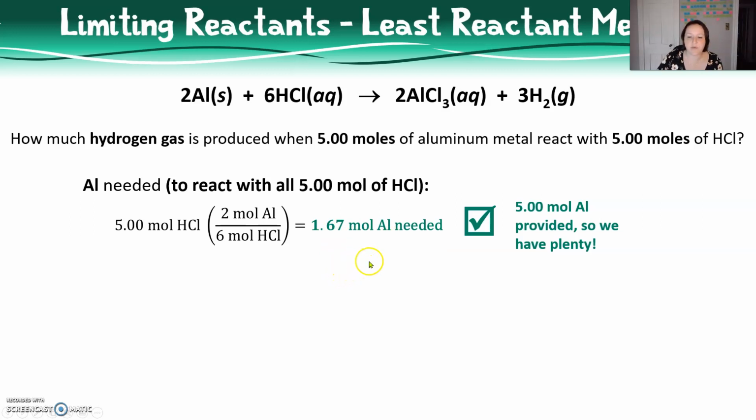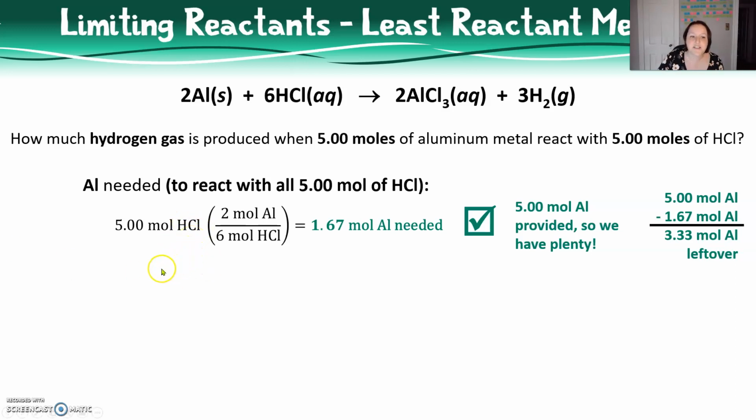Since the problem states that we are provided with 5 moles of aluminum, then we know we have plenty of aluminum to react all of the HCl. In fact, we can solve for the amount of aluminum that would be left over by simply subtracting the amount that is needed from the amount that is provided, and see that 3.33 moles of aluminum will be left over. So, aluminum is our excess reactant, and HCl is probably our limiting reactant, because we have enough aluminum to fully react all 5 moles of the HCl, at which point the reaction will stop because we will run out of HCl. Therefore, the reaction is limited by the HCl.